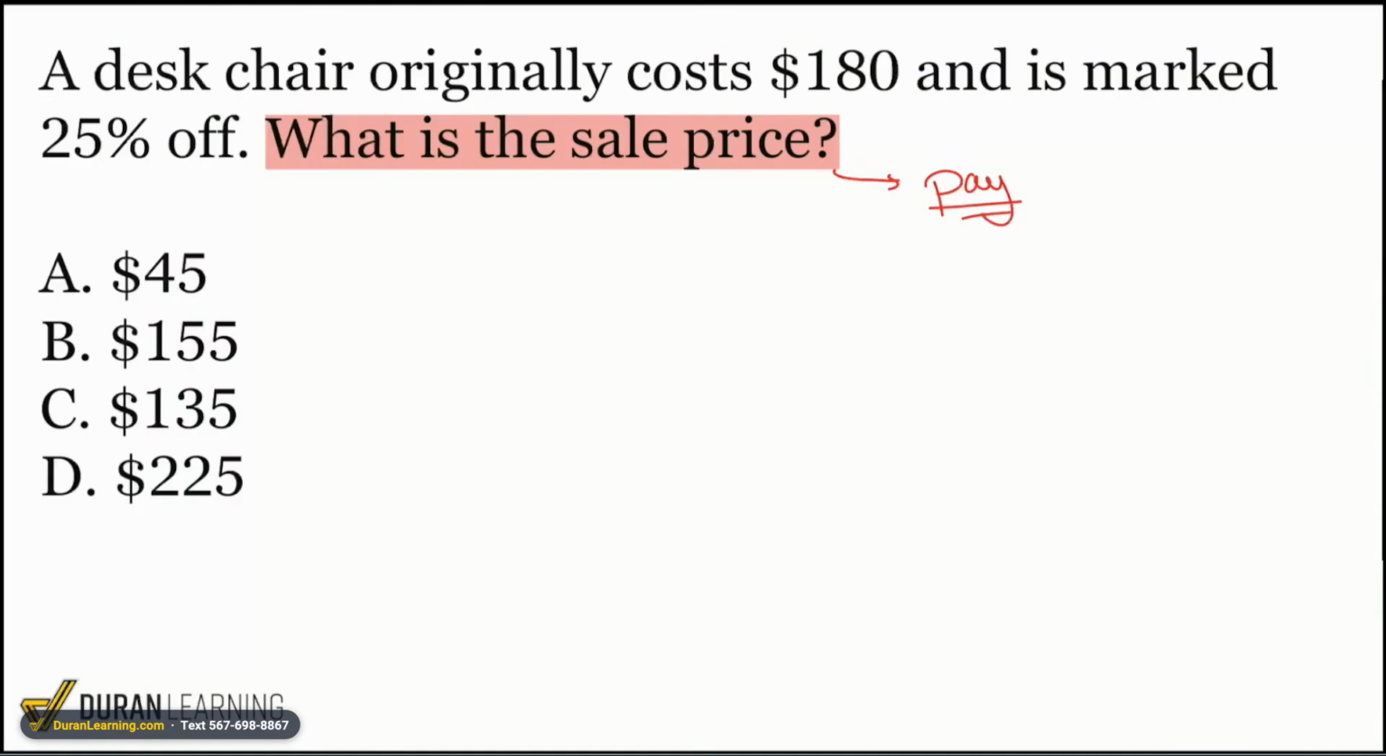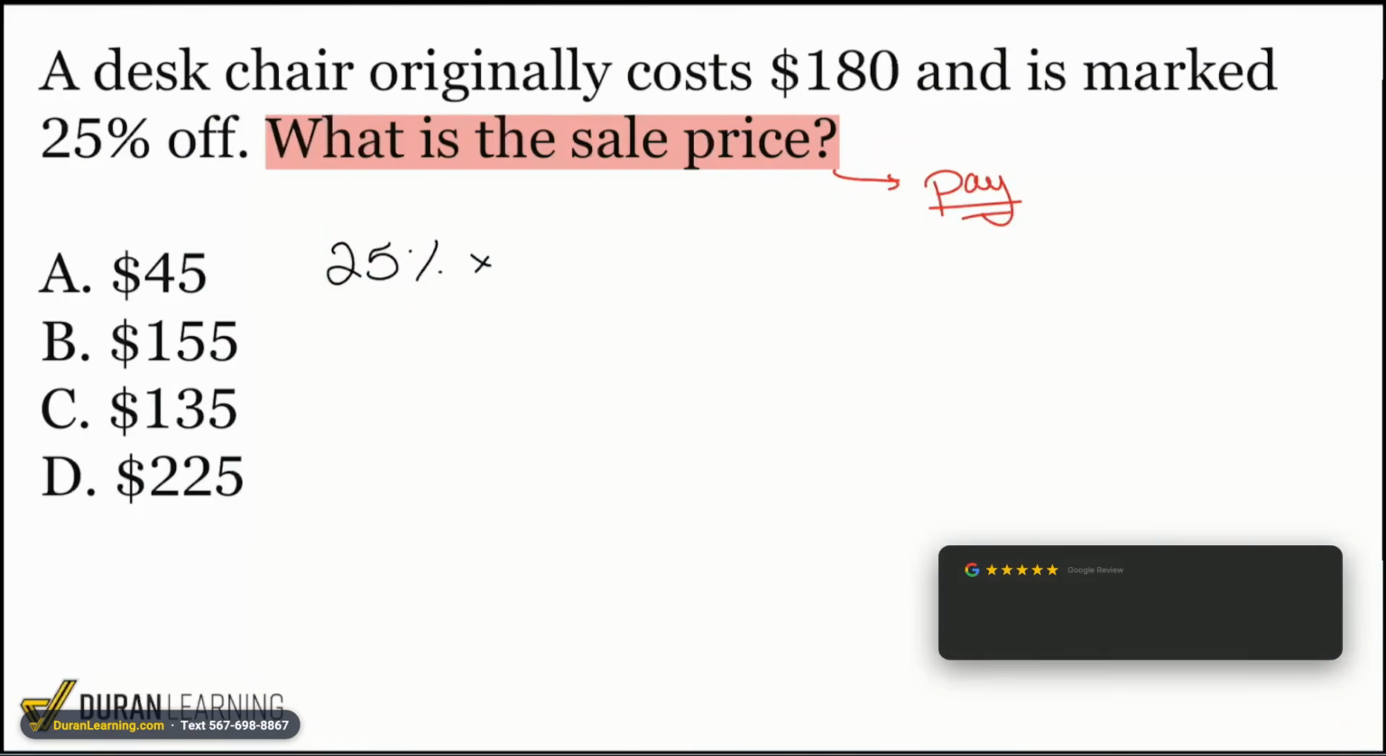Okay, so here's what most people would try to do here. Most people would try to immediately go and say, hey, 25%, that's the percent I'll multiply by, and I'll multiply by the original amount, which is 180. And here's the problem with doing that.